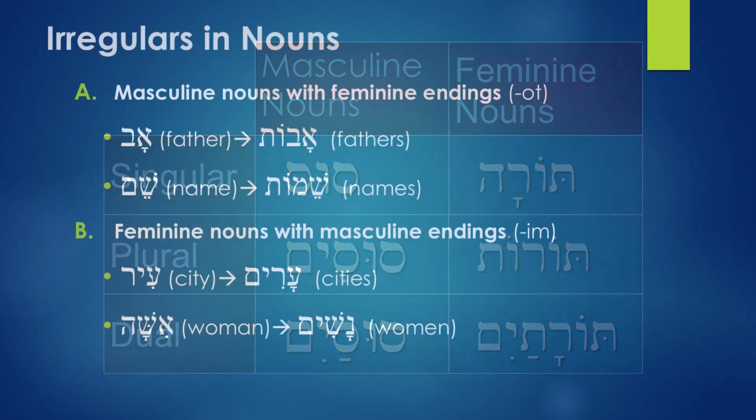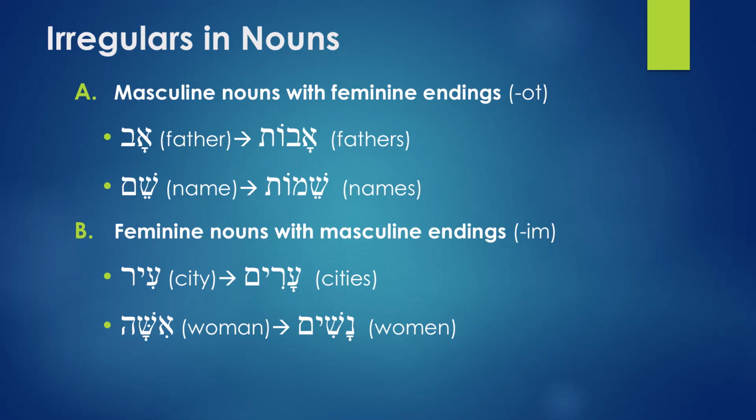Let's move on. Now we said that some nouns are called irregular because we saw that some Hebrew nouns do not follow the standard pattern when forming their plurals. And these we said are called irregular nouns. Those that do not follow the normal pattern when forming their plural. Those are called irregular nouns.